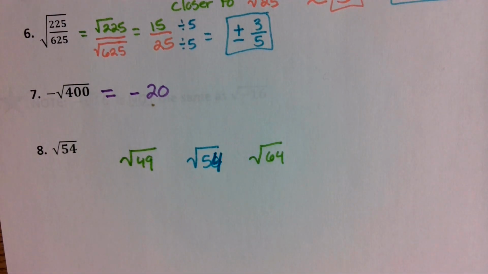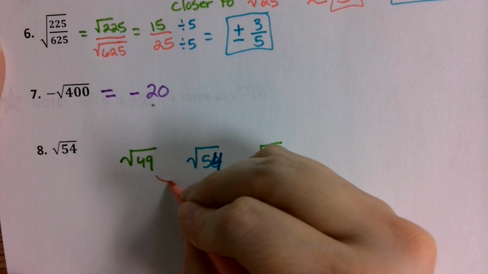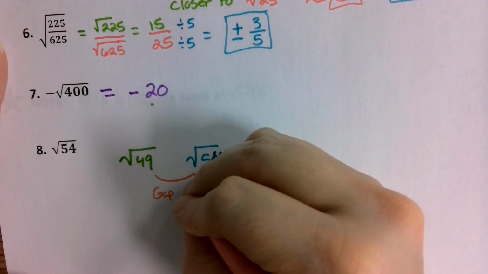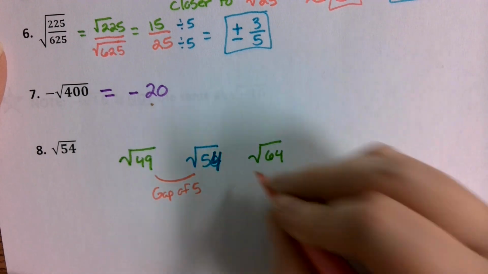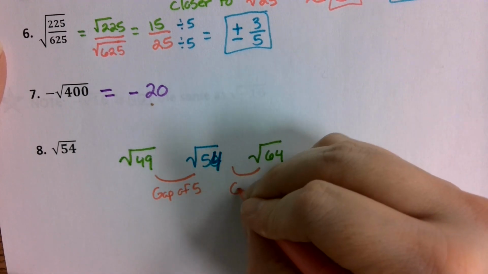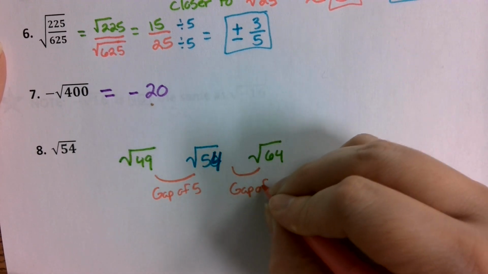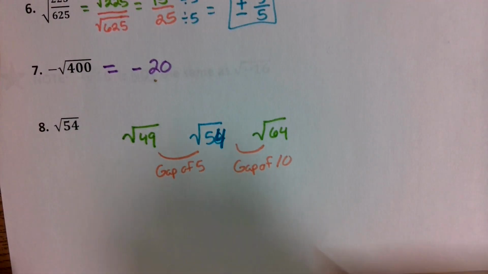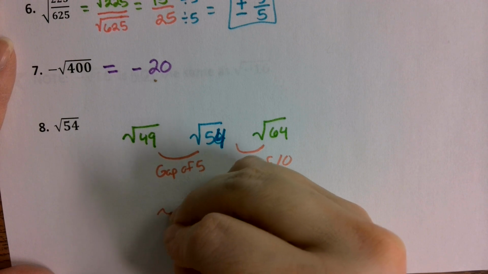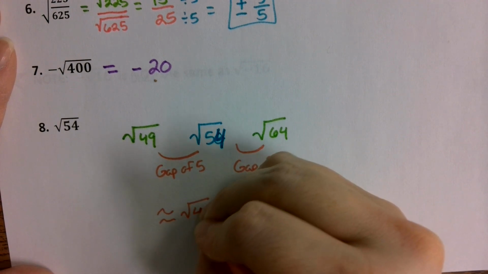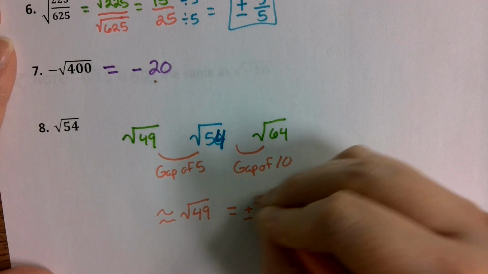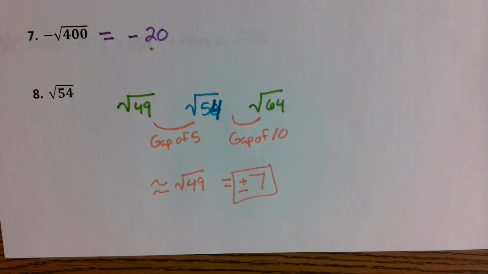All right, so now we have to find out what's the gap. So what's the gap between 49 and 54? 5. Gap between 54 and 64? 10. So it's closer to the 49. Okay, so it's going to be approximately the square root of 49, which is 7. So we have plus or minus 7, about.